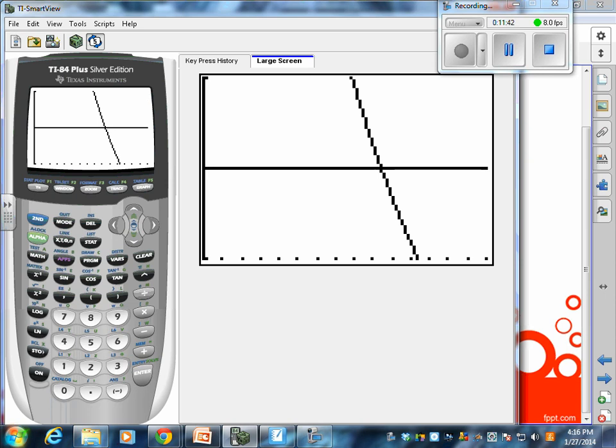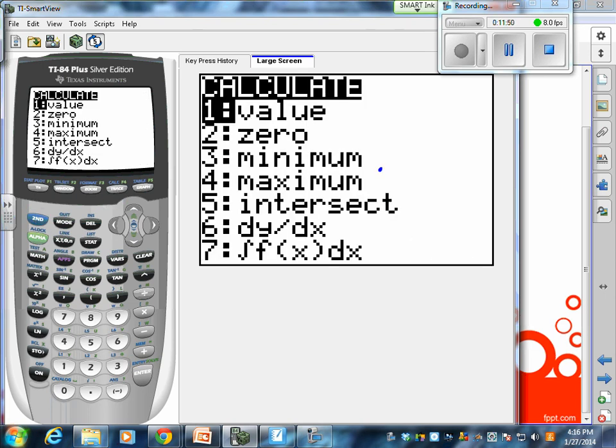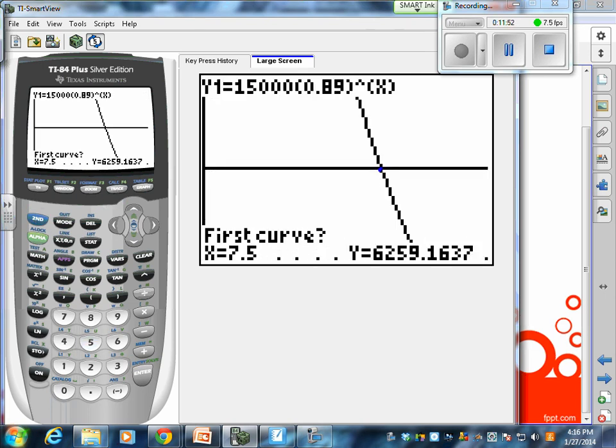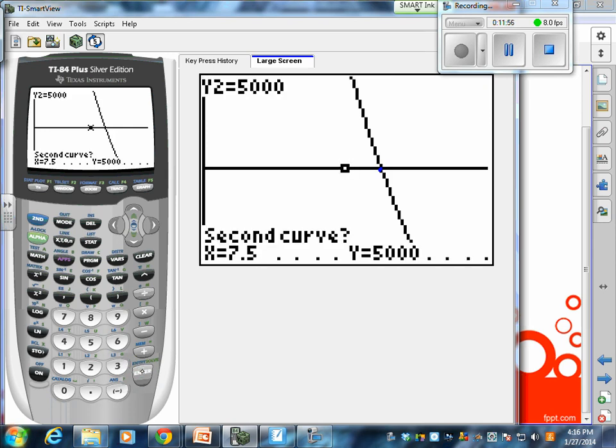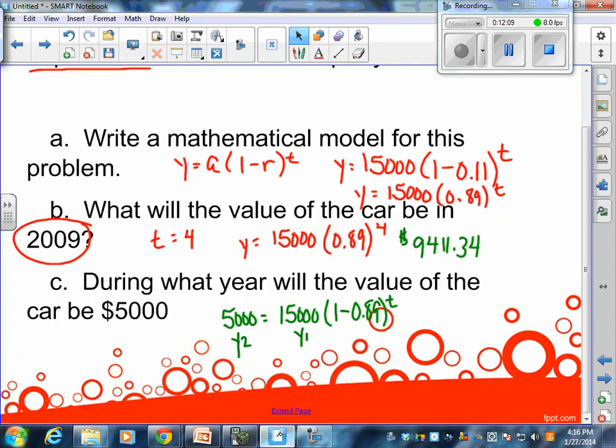And so right here is the point that I'm looking for. Where do these meet? So we'll go second and trace, number 5, first curve enter, second curve enter, move over close to where they meet, push enter, and it's 9.4 years is my time.